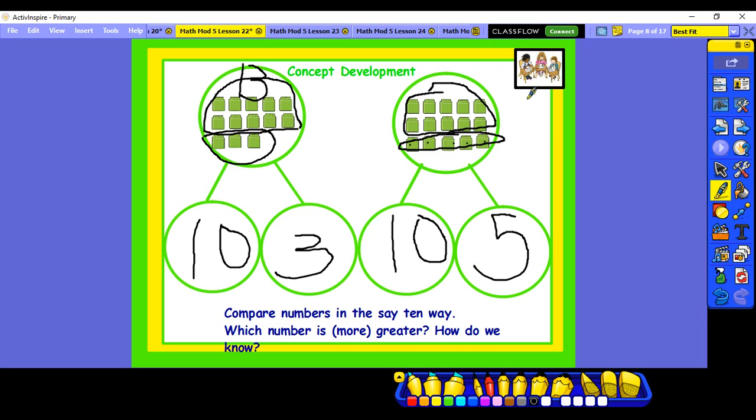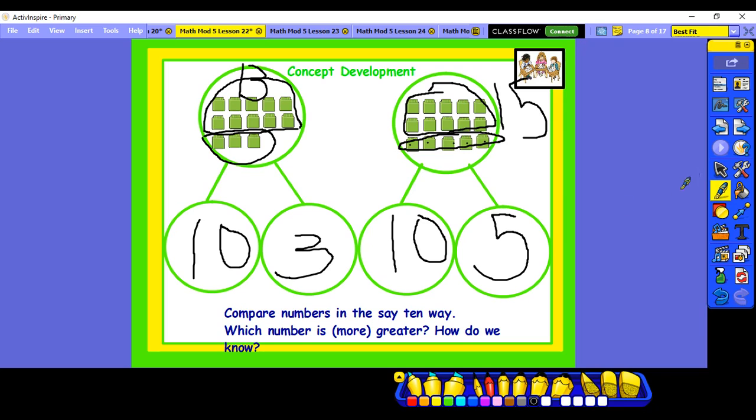How many do I have all together? 10, 5 makes 15. I want to compare these the same 10 way. I see 10, 3 and 10, 5. Which number is more or greater? I see here that there are only 3 leftover ones. Here there are 5 leftover ones. This 10 and this 10 are exactly the same.